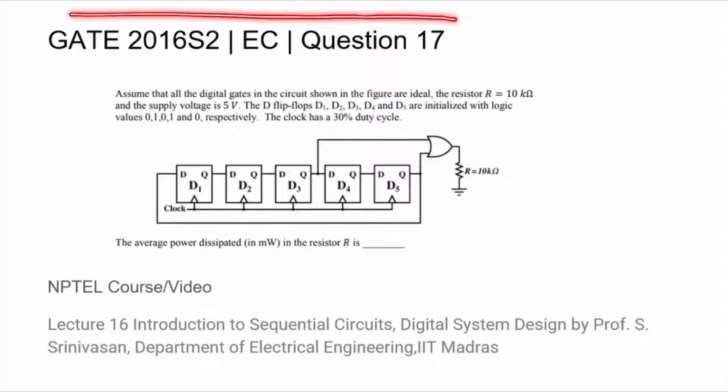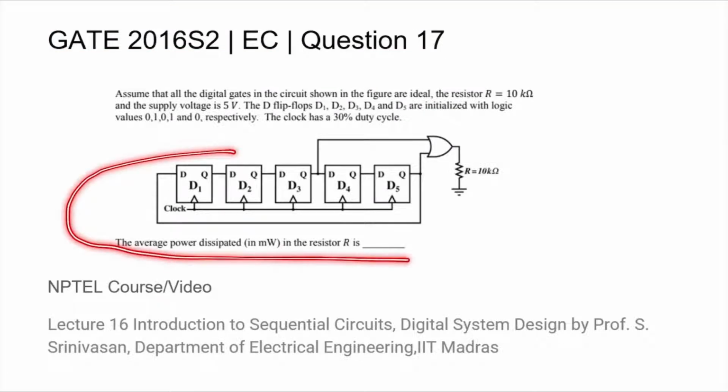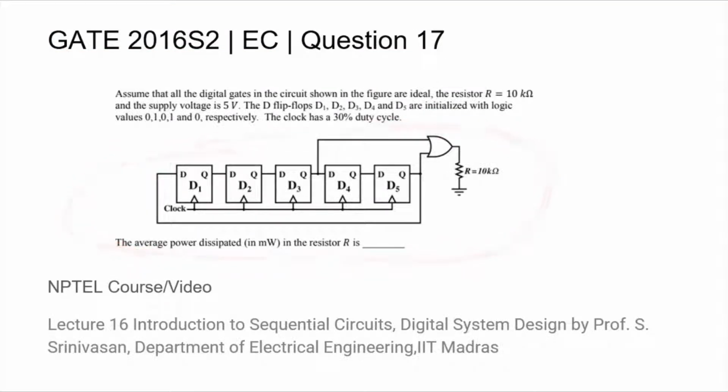This is question 17 from the GATE 2016 Session 2 EC paper, where we are given this sequential circuit and the output of this OR gate is connected to a resistor of 10 kilo ohm. We are given that the supply is 5 volt and that the D flip-flops are initialized to this value. We are asked what is the average power dissipated in the resistor.